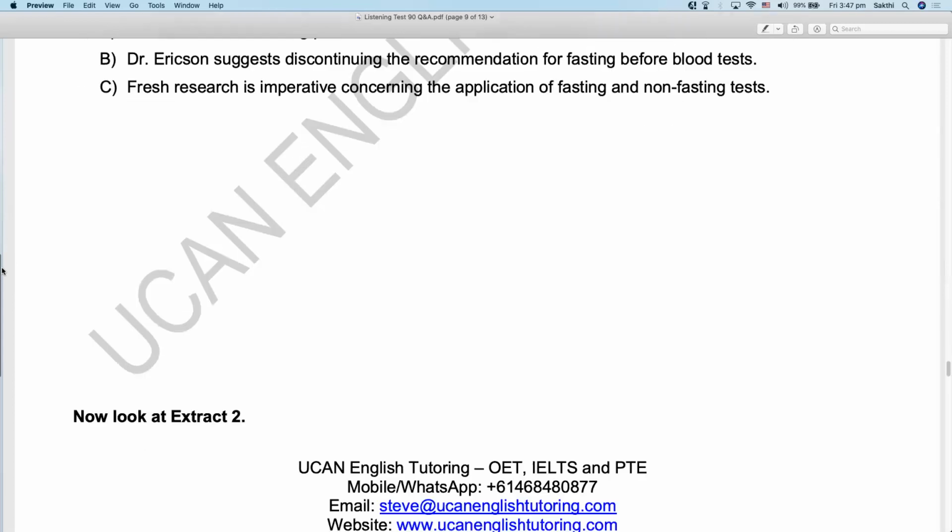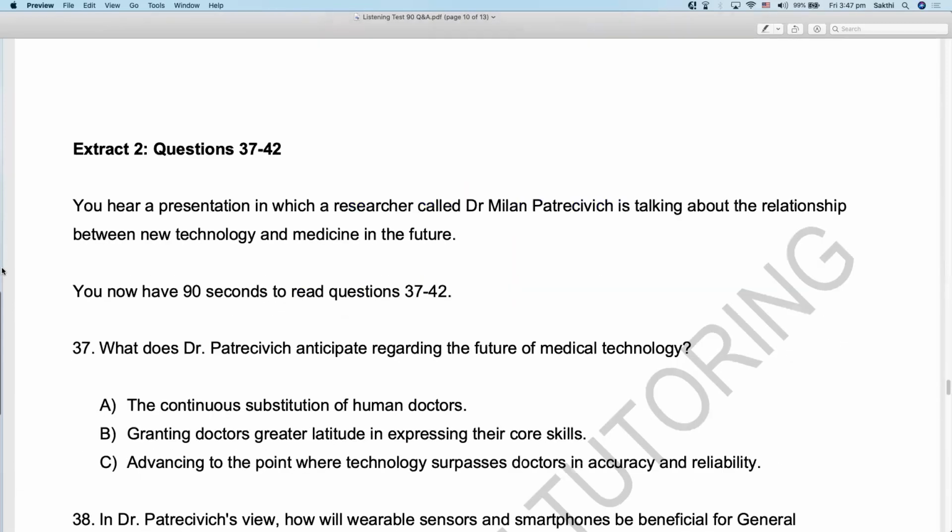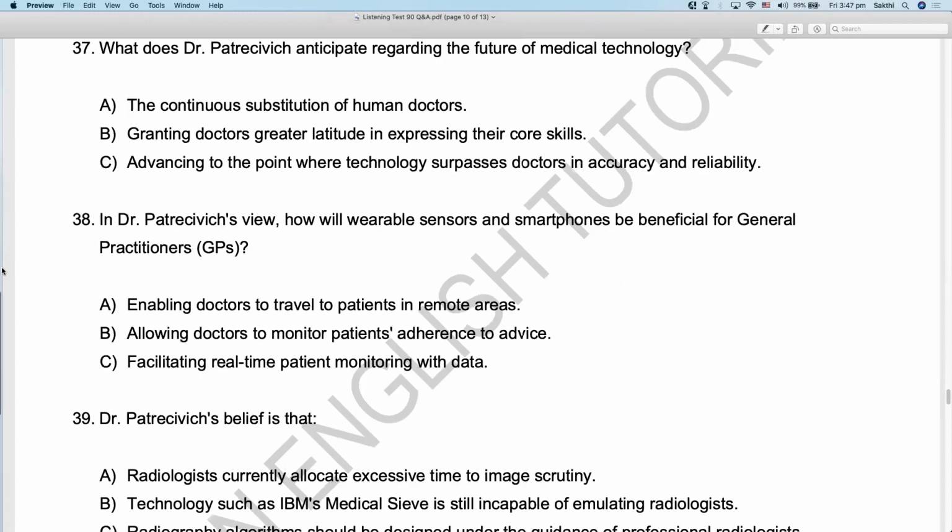Now turn over and look at Extract 2. Extract 2, questions 37 to 42. You hear a presentation in which a researcher called Dr. Milan Petricevic is talking about the relationship between new technology and medicine in the future. You now have 90 seconds to read questions 37 to 42.